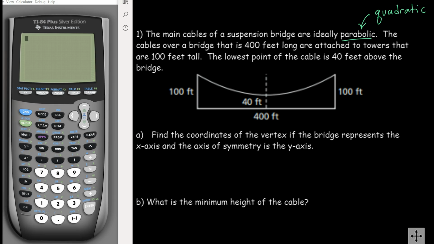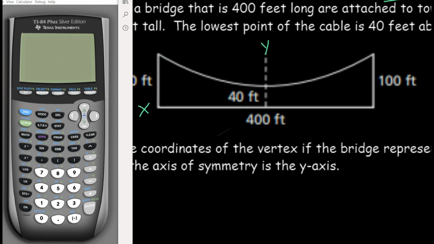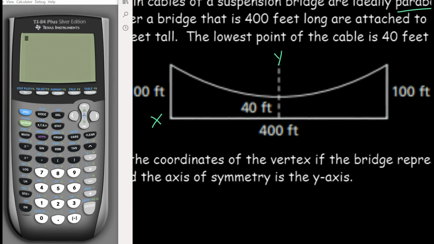So A says, find the coordinates of the vertex if the bridge represents the x-axis and the axis of symmetry is the y-axis. So it wants this to be the y-axis and this bottom line to be the x-axis. And it wants us to find the coordinates of that vertex right here, the bottom of that cable. What type of point is that? A minimum or a maximum? Minimum. So this is our vertex. It's a min point.